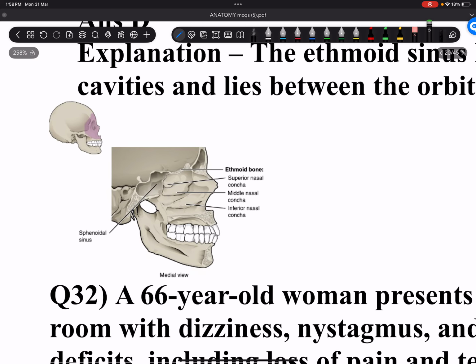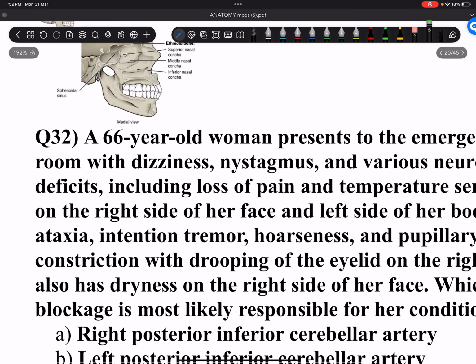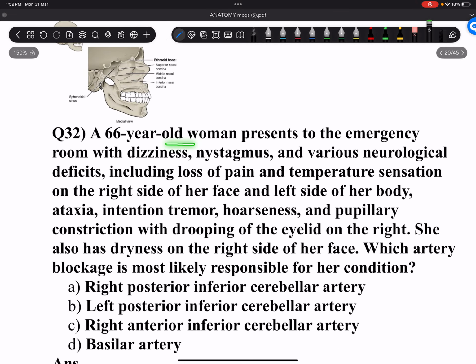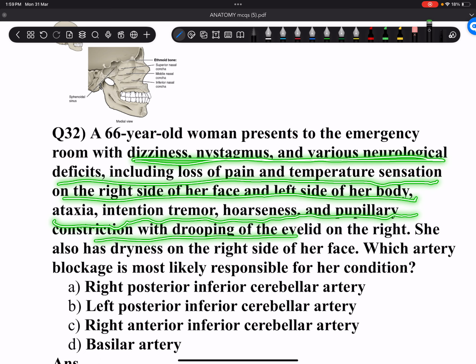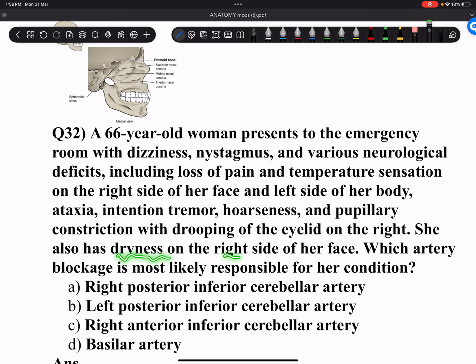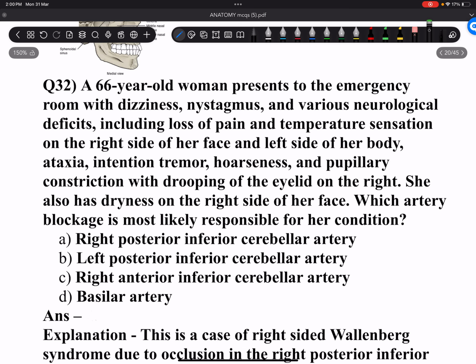Okay, let's go to another question. A 66-year-old woman presents to the emergency room with dizziness, nystagmus, and various neurological deficits, including loss of pain and temperature sensation on the right side of her face and left side of her body. Ataxia, intention tremor, hoarseness and pupillary constriction with drooping of the eyelid on the right. She also has dryness on the right side of her face. Now you have to tell which artery blockage is most likely responsible for her condition.